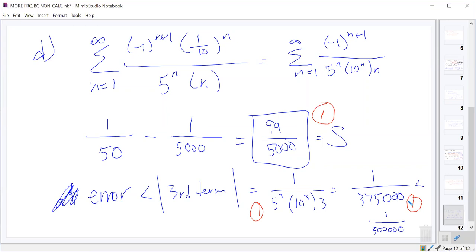Good or no? Good. Anybody have any questions on any of those 4 problems?